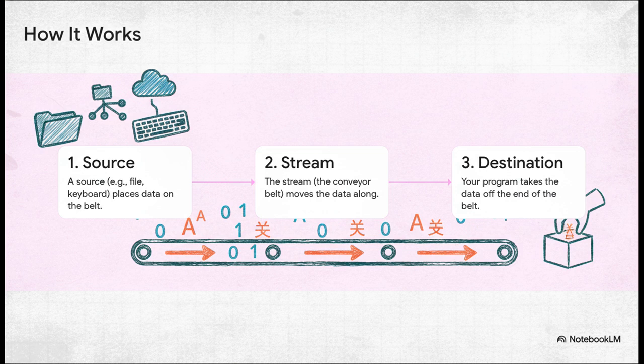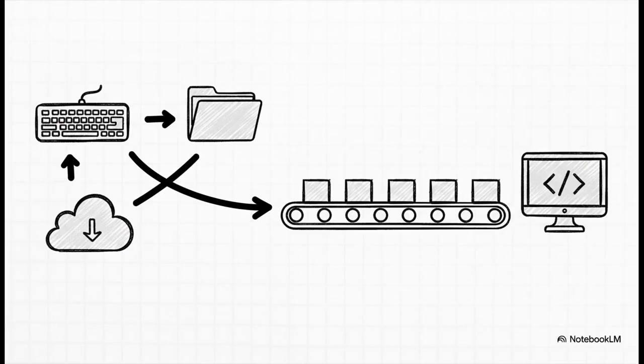And here is the magic part. Your program has no idea where that data came from. It doesn't need to care. And that, right there, is the real power of that abstraction we were talking about. The code you write to read from the stream is exactly the same whether the data is coming from a keyboard, a file, or some server on the other side of the planet. This uniform, consistent approach is what makes your code so much cleaner and way, way easier to manage.